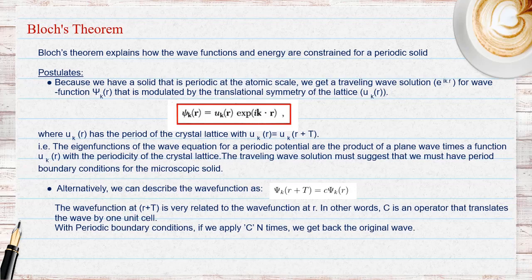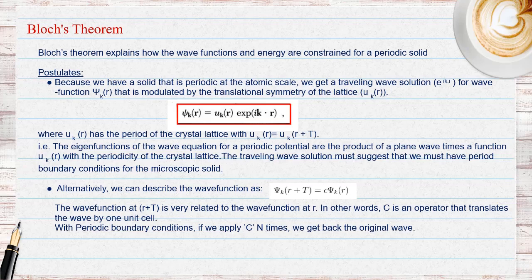Mathematically, we can represent psi k of r is equal to uk of r times e raised to ik dot r, where this uk of r, the modulating function, has the period of the crystal lattice, that is uk of r is equal to uk of r plus t. That is, the traveling wave solution suggests that we must have a periodic boundary condition for the microscopic solid.